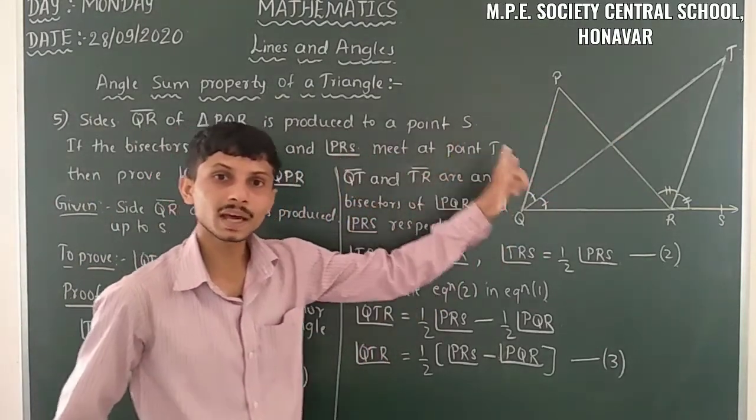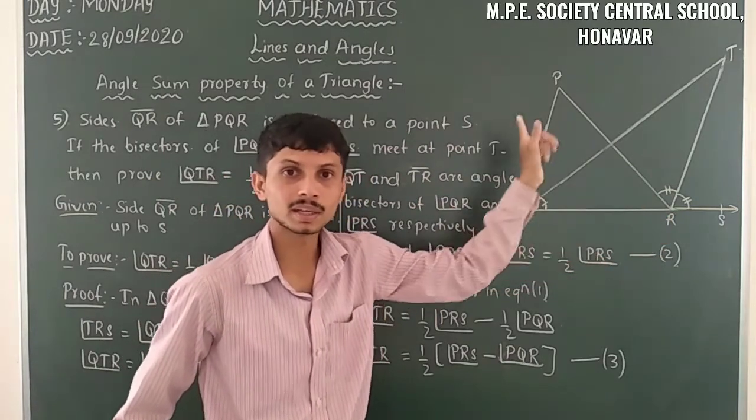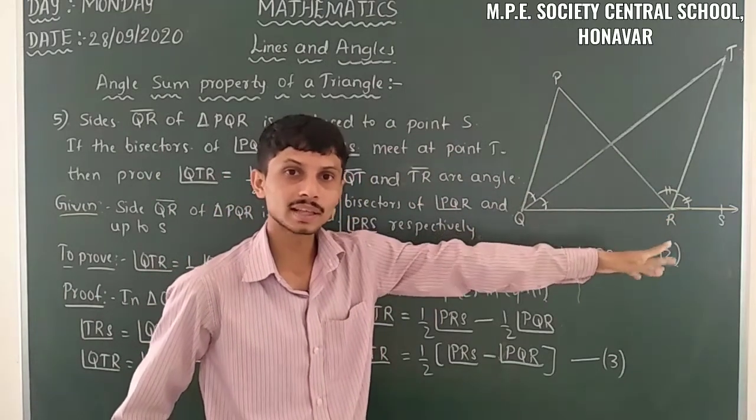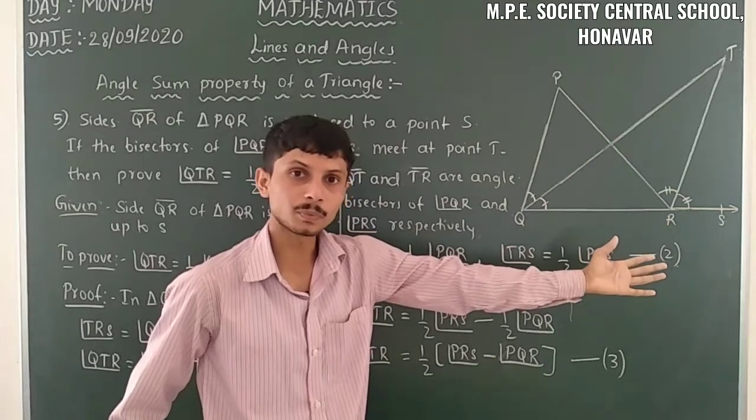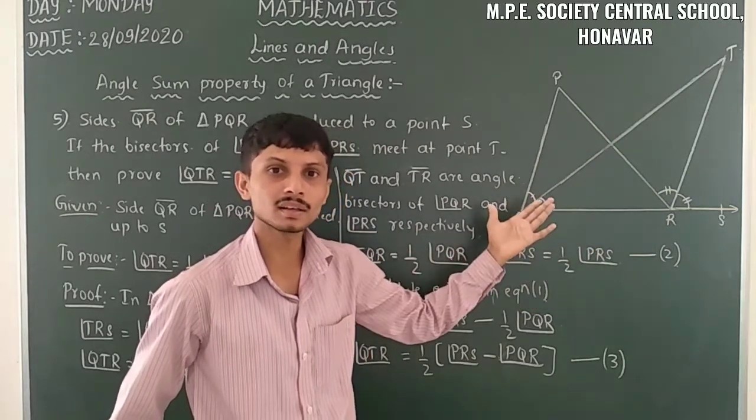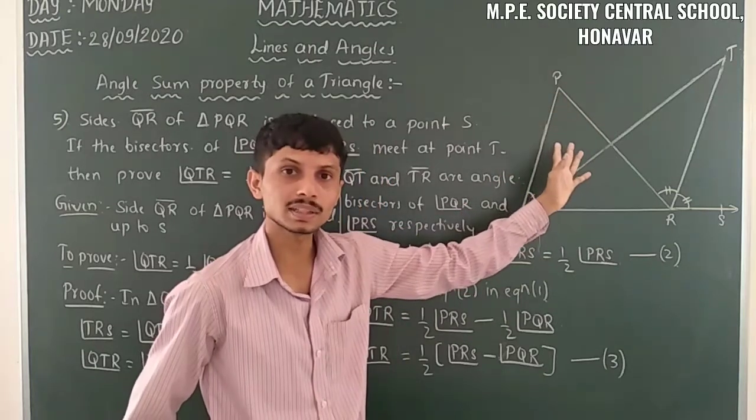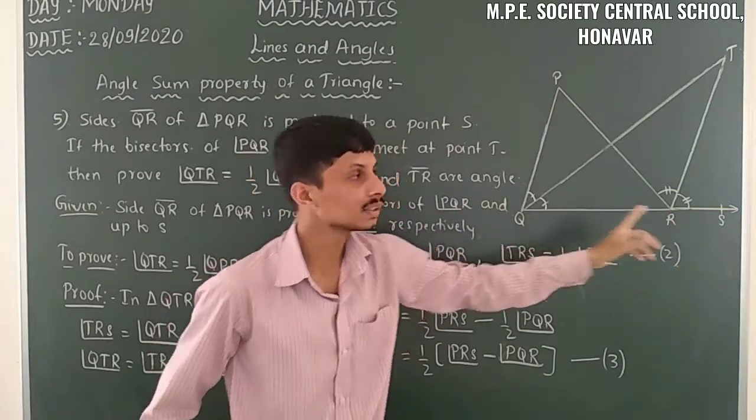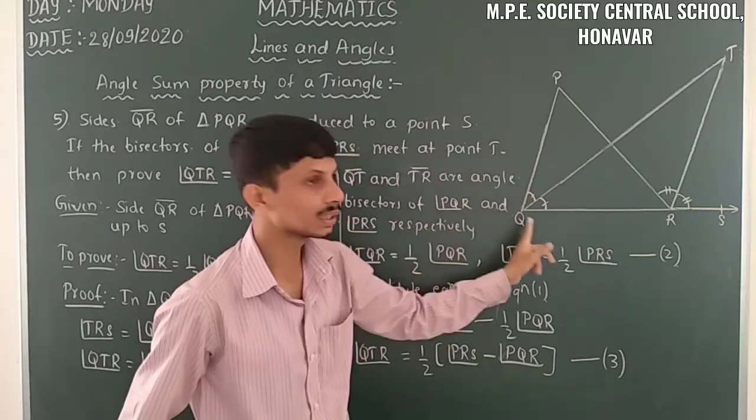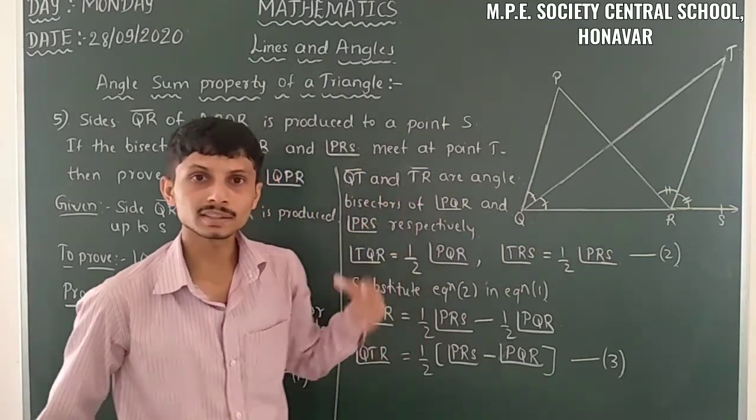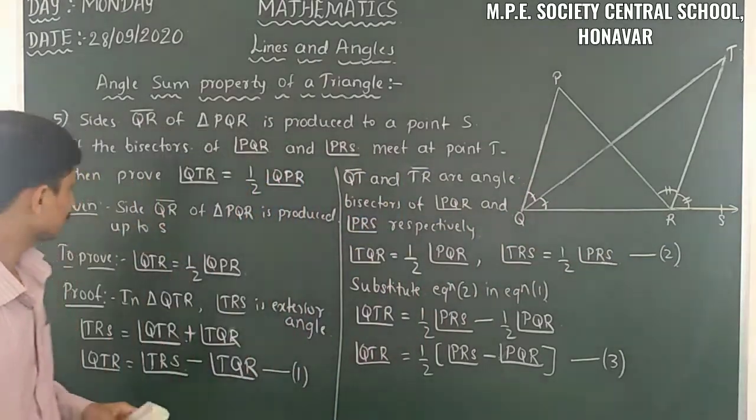When we take PRS, it is the exterior angle. PRS is the exterior angle. Then the exterior angle is formed as the sum of the interior opposite angles. What are the interior opposite angles for angle PRS? Angle QPR and PQR here. So let us take that one. So I will drop this part here.